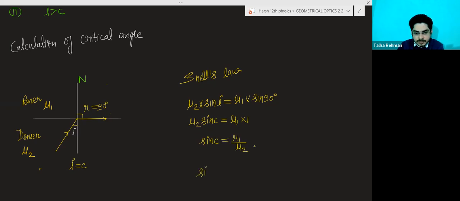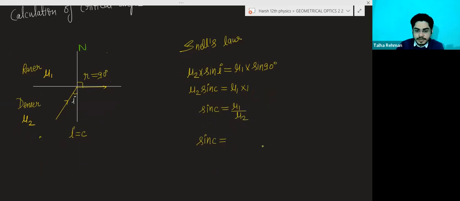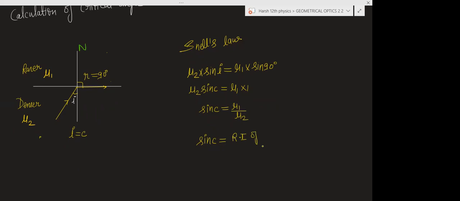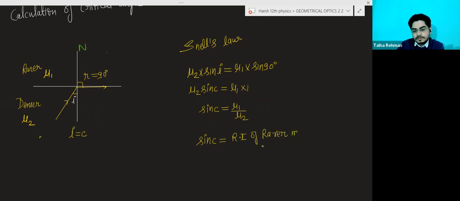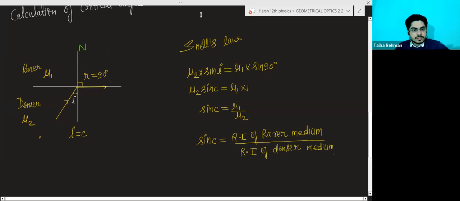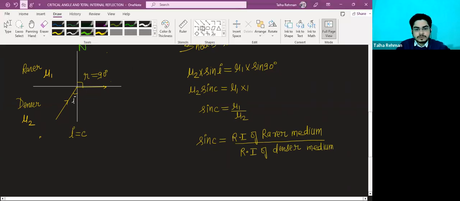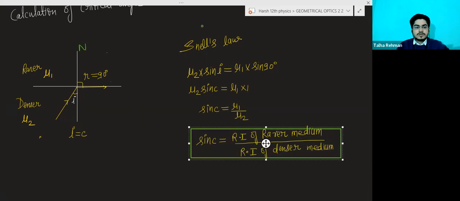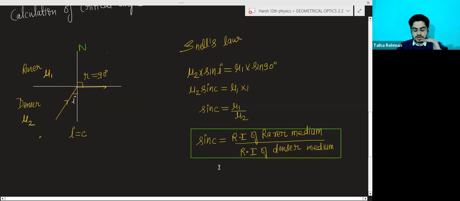What are mu 1 and mu 2? The sine of the critical angle is equal to the refractive index of the rarer medium divided by the refractive index of the denser medium. So mu 1 by mu 2. Remember this formula; you should know it. The critical angle for two media is equal to the refractive index of the rarer medium divided by the refractive index of the denser medium.